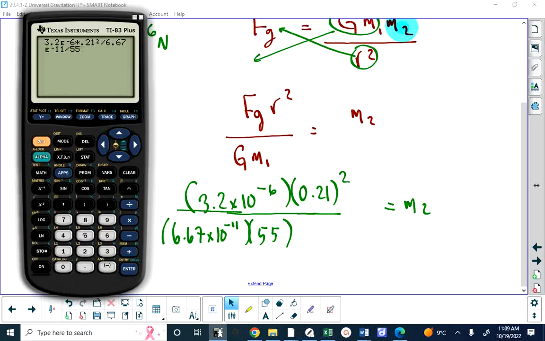I'm not a big lover of brackets. I think brackets can be overdone. Like I've seen students enter this and they put brackets around everything. They go bracket 3.2 times 10 to the negative 6 and bracket times bracket. I need the brackets around nothing there. Okay. This is the answer then.